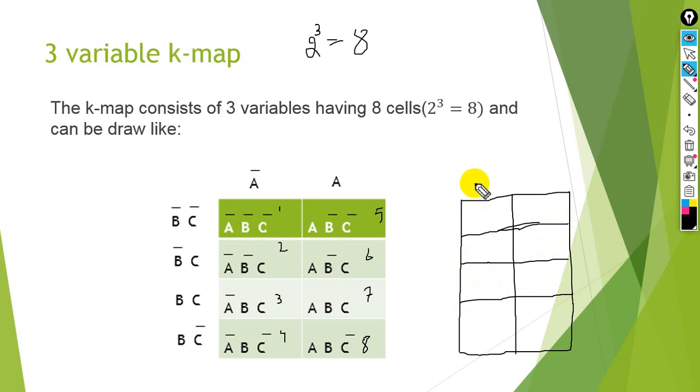Okay, so now on the top, for example, we have three variables A, B, C.